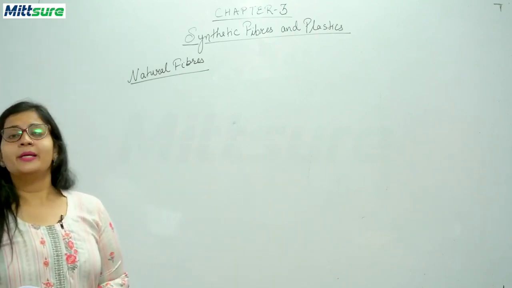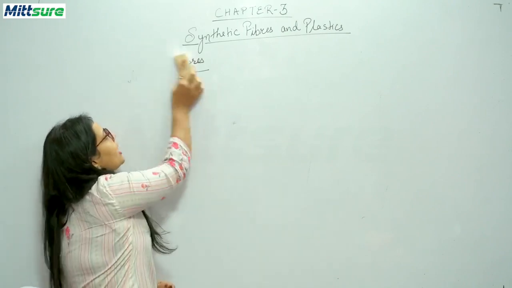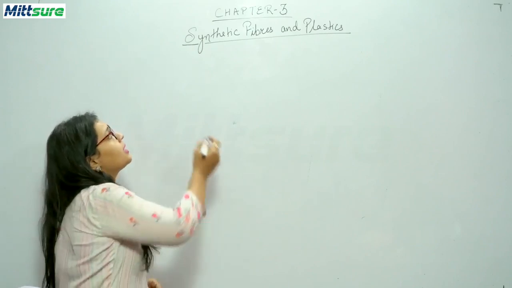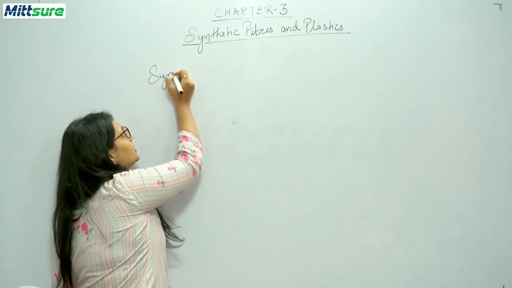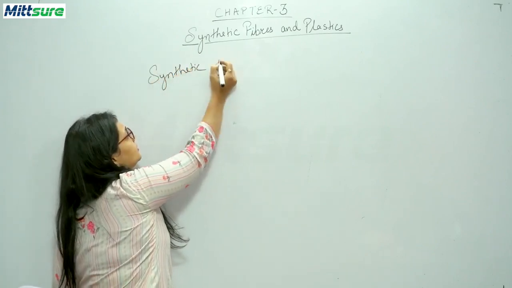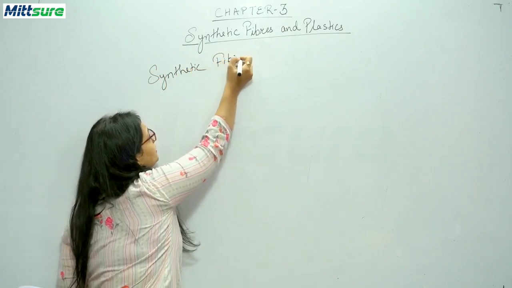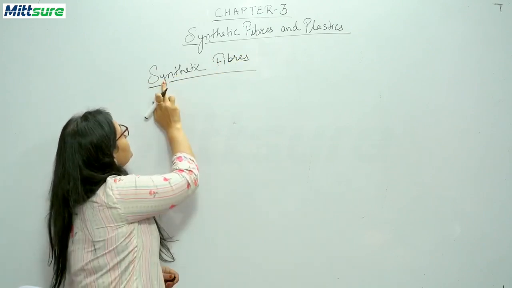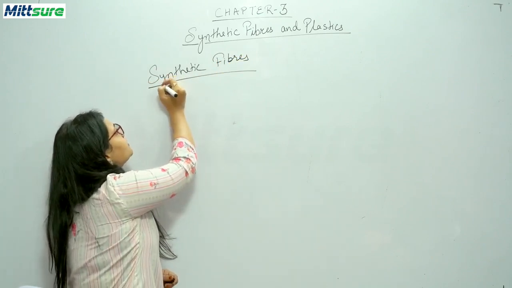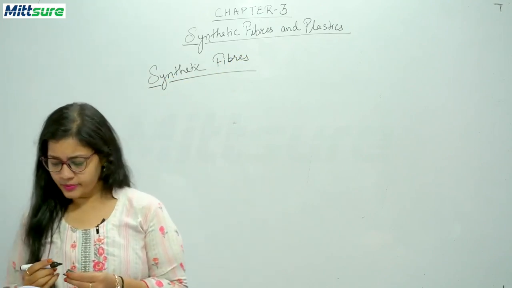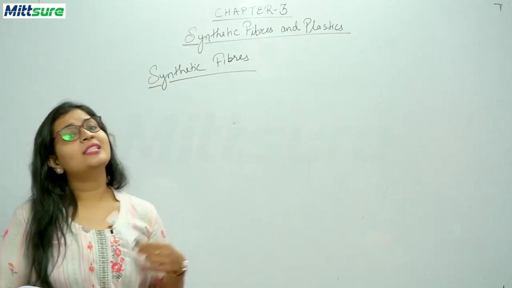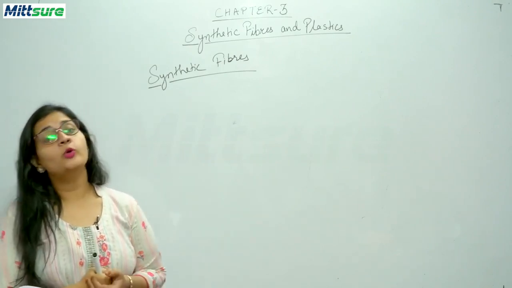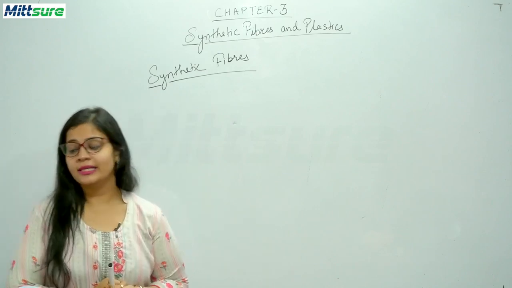Now we'll be discussing the main heading of this chapter, that is synthetic fibers. After natural fibers, we'll be starting with synthetic fibers. Man-made fibers are called synthetic fibers, and these synthetic fibers are made from coal, petroleum and natural gas.